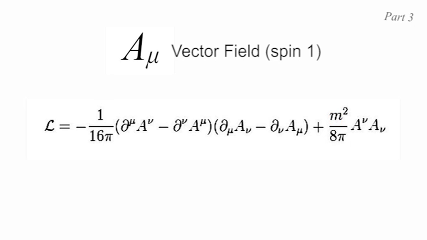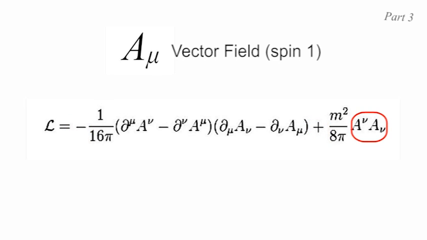Once again, although this looks complicated, you should be able to see some similarities with our simpler scalar Lagrangian. Never mind the 16, the 8, and the pi's, and the fact that the positive and negative signs seem to be the wrong way round.